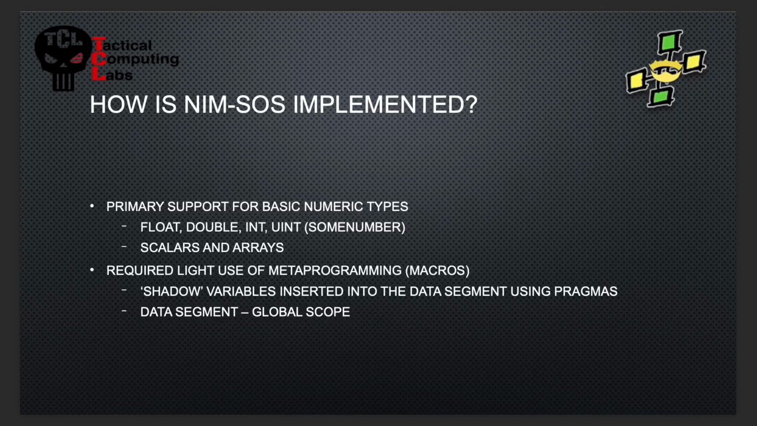Additionally, the macro crawls through the code block you've instantiated underneath the pragma and identifies places where you've defined scalars as symmetric and arrays as symmetric. And what it does is insert what I call shadow variables into the data segment of your program by using, in C, the static keyword.